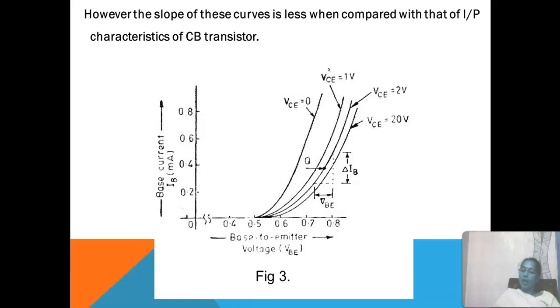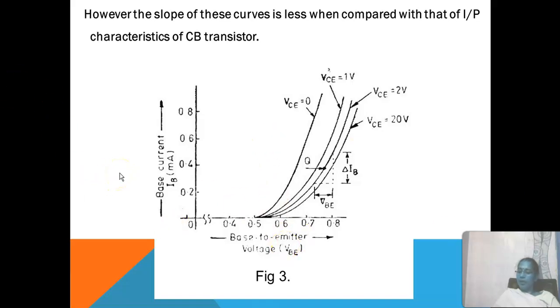The curve shifts downwards because, as VCE is increased, the depletion width in the base region increases. That reduces the effective base width, which in turn reduces the base current.